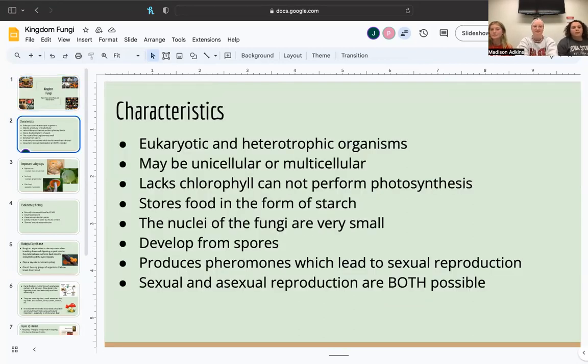Some characteristics about the fungi is that it's a eukaryotic and heterotrophic organism.